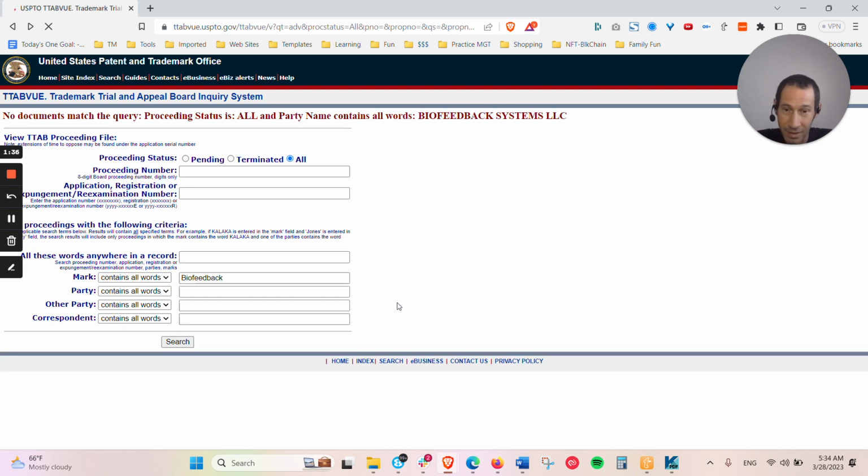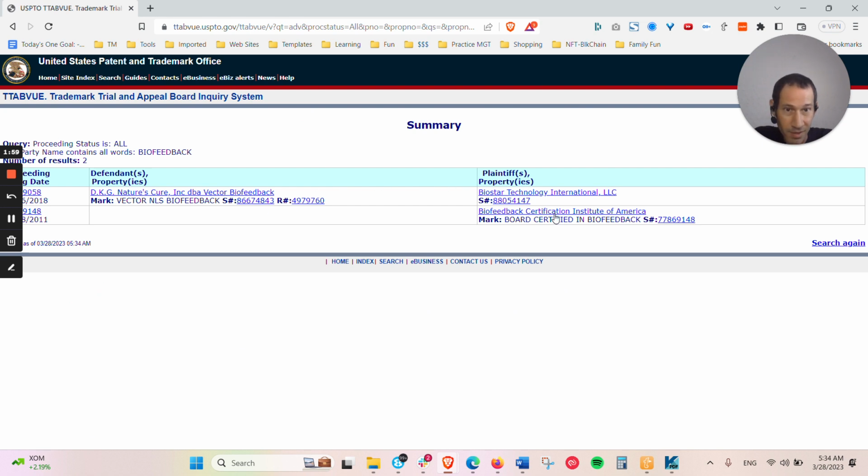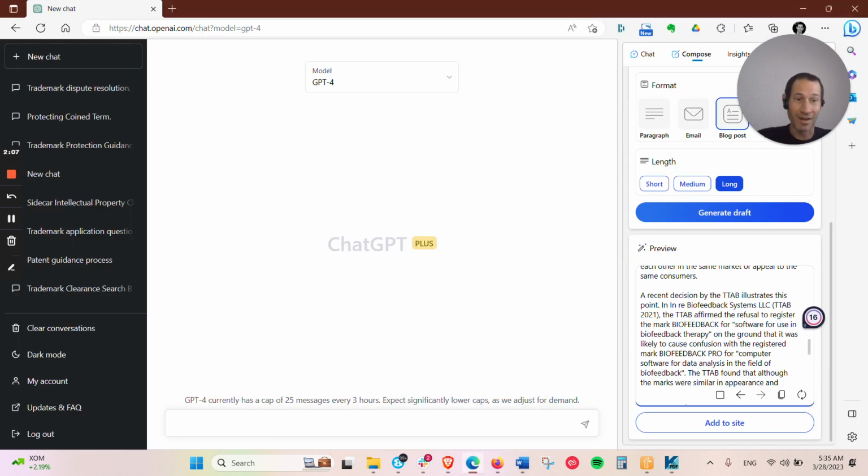And if we go back and put that in the party, there still is no in-ray biofeedback. So although it gave me exactly what I was looking for, it made it up. So this is just something to be cautioned about if you are using ChatGPT.